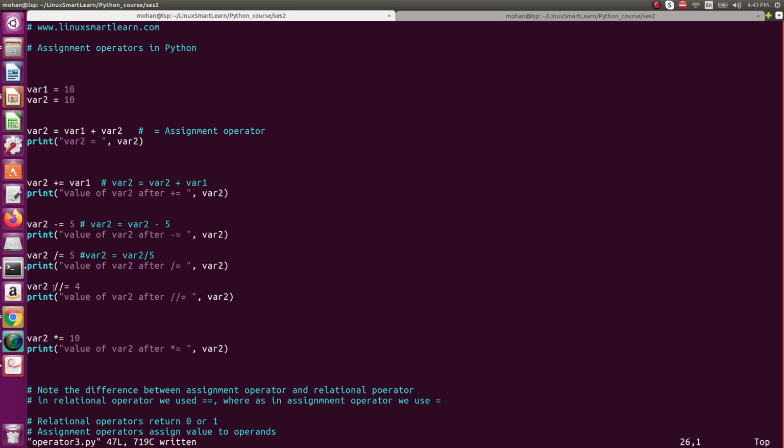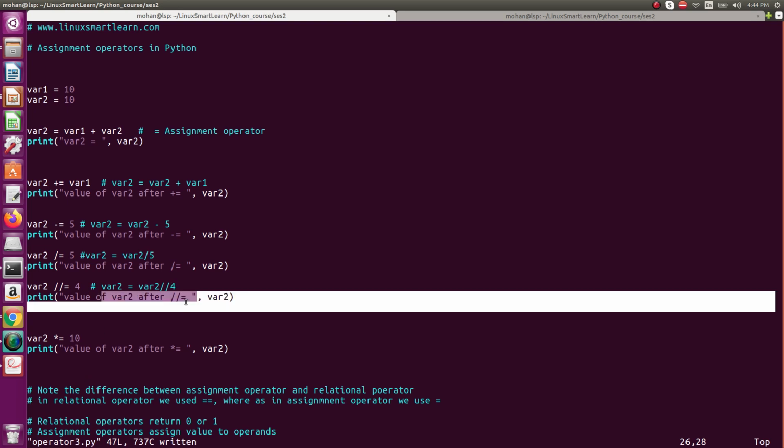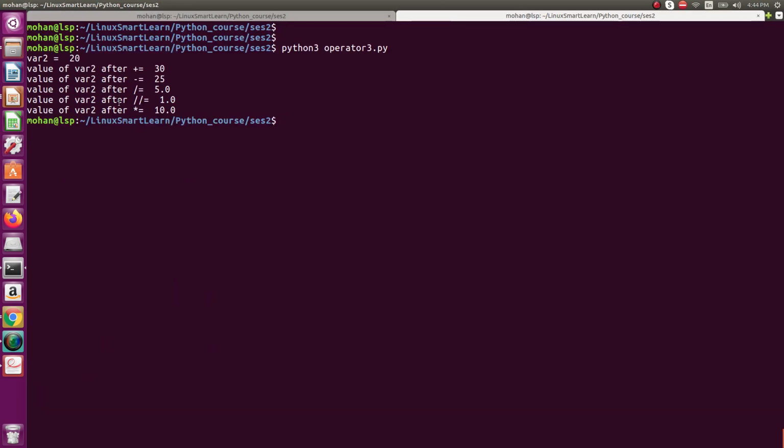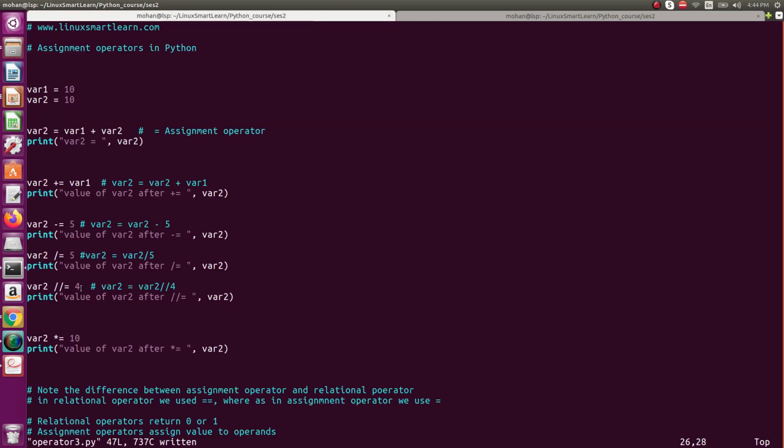Similarly, a double division symbol is used if we want only the integer part. So this can be expanded as follows: var2 equal to var2 double divided by 4. So the value we get here will be 1. So 5 divided by 4, where we are looking for the integer part, the quotient part is 1. So we get var2 is 1.